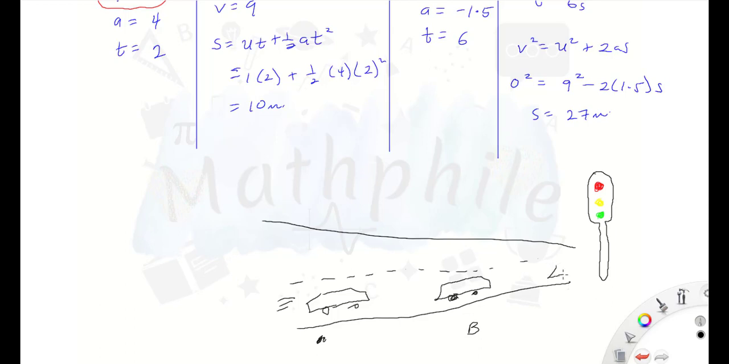the car stopped. So the question was telling us to find the distance between the point at which it started decelerating and the point where it was at rest. Are you getting me? So the total distance traveled is what the question is talking about.